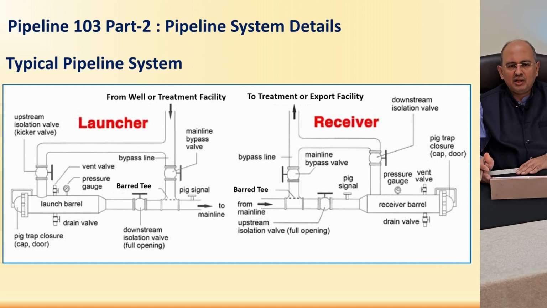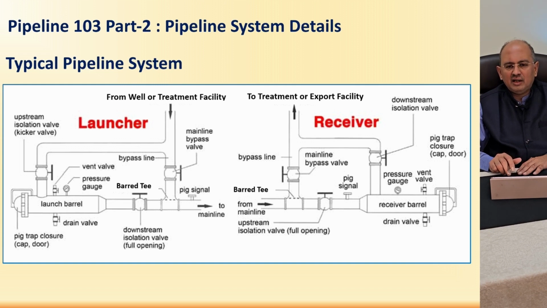The pig, once it reaches the other end of the pipeline, which is equipped with a pig receiver, you do exactly the opposite of what you did while launching the pig. You again open the isolation valve, the mainline valve, so that you create a flow path to the receiver barrel. You open the kicker valve, which is also shown, and you close the bypass valve, so that now your pipeline flow, which was otherwise going via the bypass line to the other treatment or export facility, is routed through the barrel and via the kicker line to the same facility.